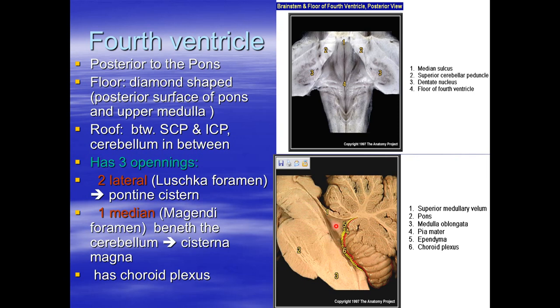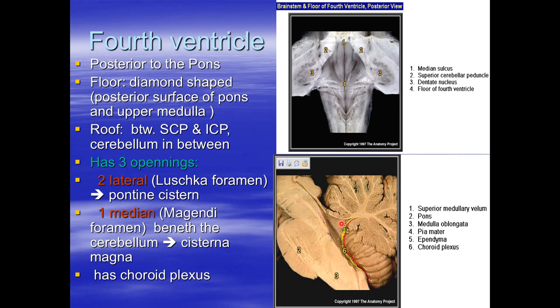So it's located posterior to the pons. You can see the floor is formed mostly by the pons and the upper part of the medulla oblongata. The floor has a diamond shape. You can see here, this is the floor. It has a diamond shape, which is, as we said, the posterior aspect of the pons and the medulla oblongata.